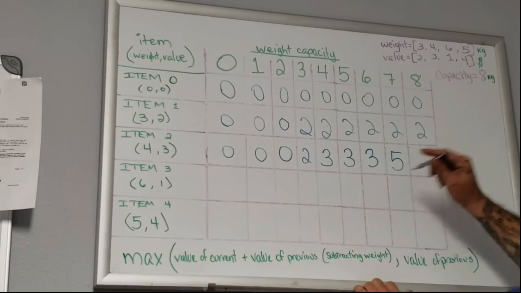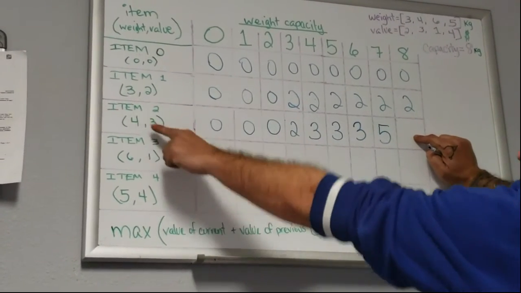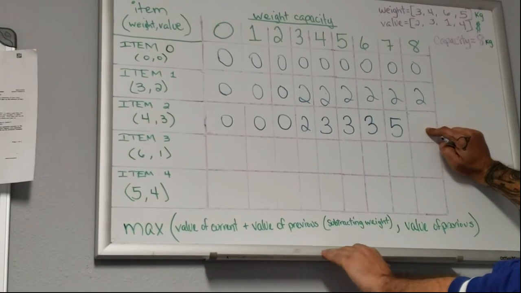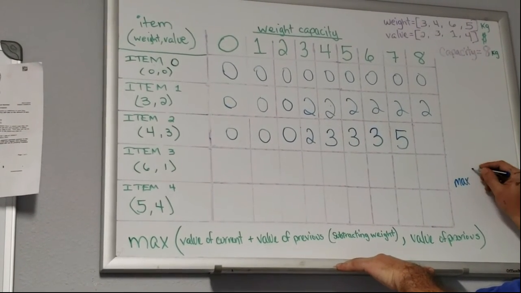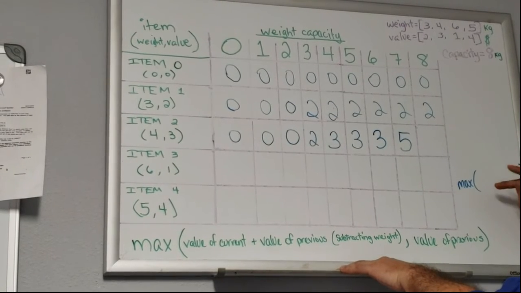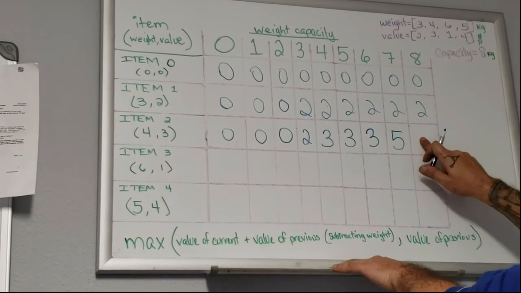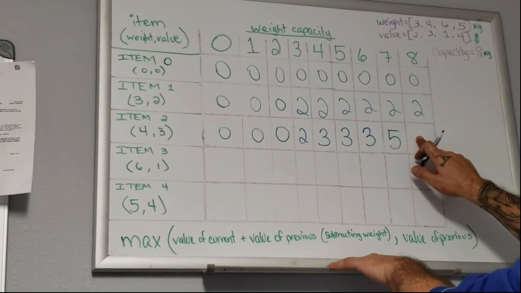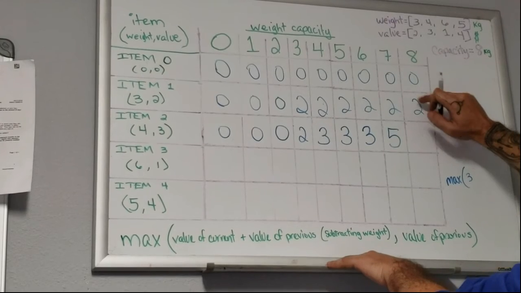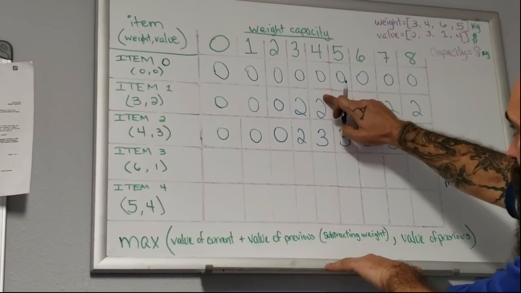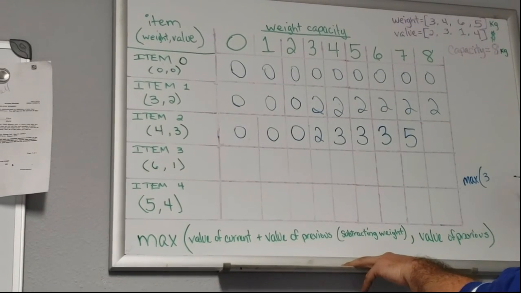All right, moving along. We start in this cell. The value of our current item, I'll write the max function here. The value of our current item is 3. In order to find the value of the next item, we're going to refer to the row above, subtract 4. 1, 2, 3, 4. We're accounting for the weight when we subtract. So our value here is going to be 2.